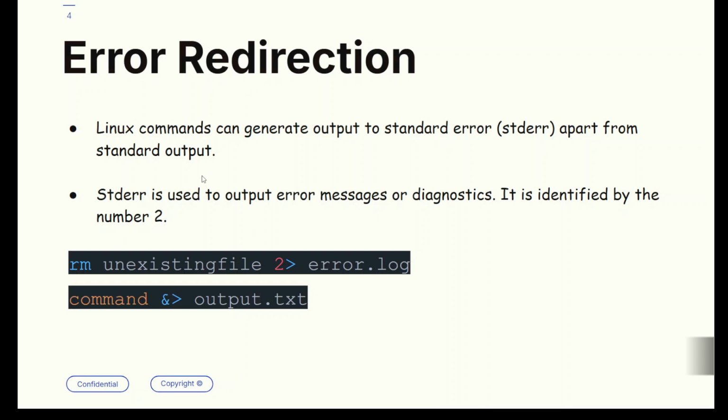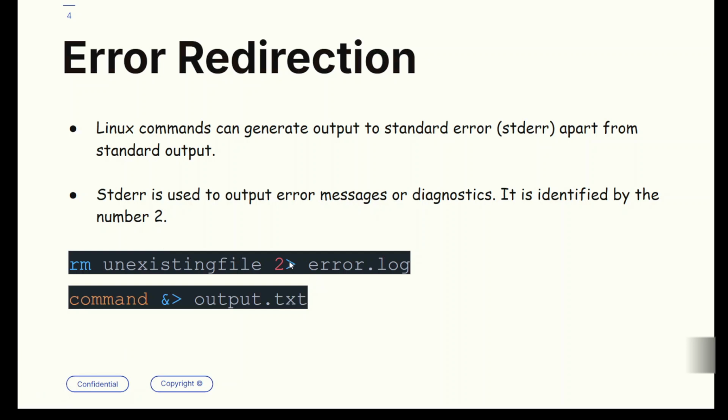So whenever we run any command and pass wrong parameters, or run a wrong command, Linux gives us an error on the screen. Linux commands generate error output to stderr, standard error. It will display on the screen, like red content, telling us this has failed, please check again. Stderr is used to output error messages or diagnostics, and it is identified by the number 2.